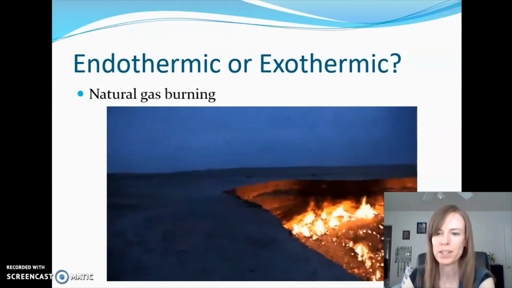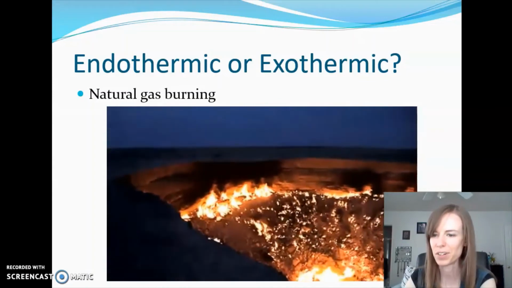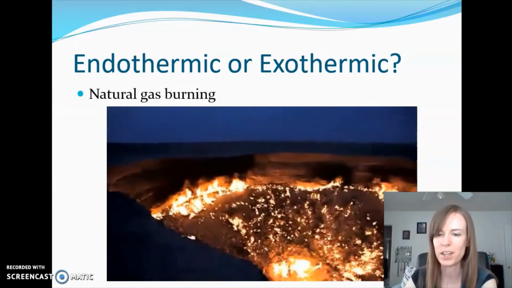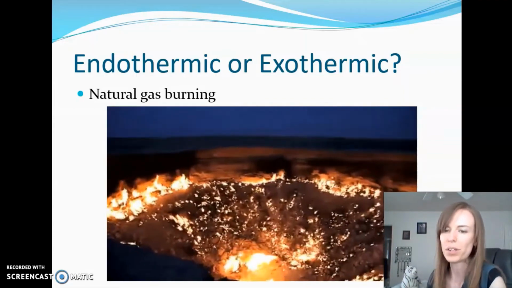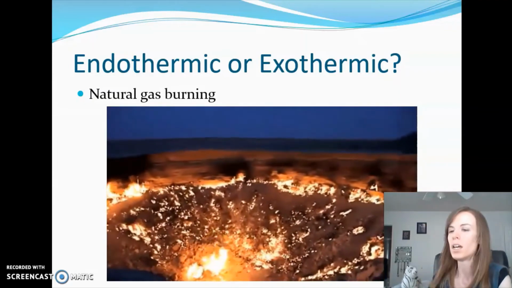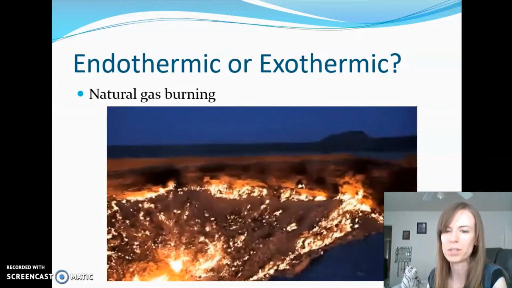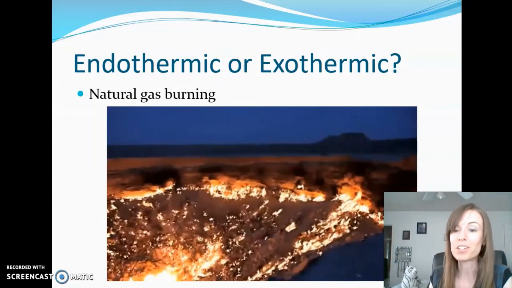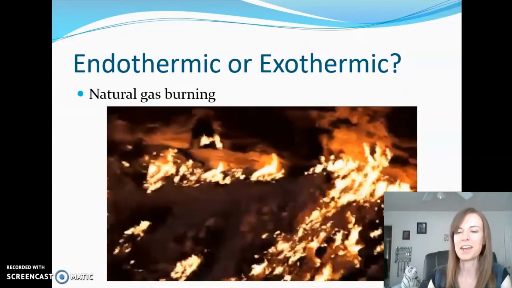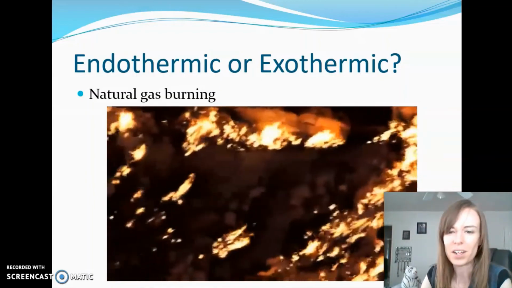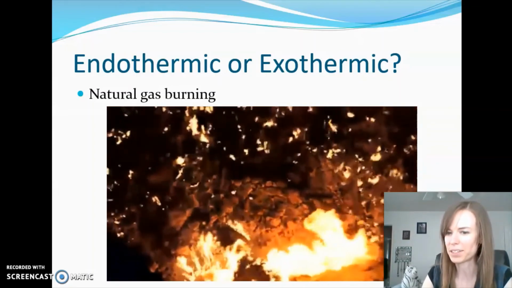So first one, I don't know if you guys have heard of this place. Some people call it Hell's Gate or Door to Hell, but it's actually the Darvasa gas crater, and it's in Turkmenistan, really random location. And it was filled with a lot of natural gas, and then in the 70s, some geologists set the gas on fire just to prevent it from escaping into the atmosphere, and it's been burning ever since. So it seems like almost infinite supply of natural gas there. But all of this burning natural gas, is this endothermic or exothermic?